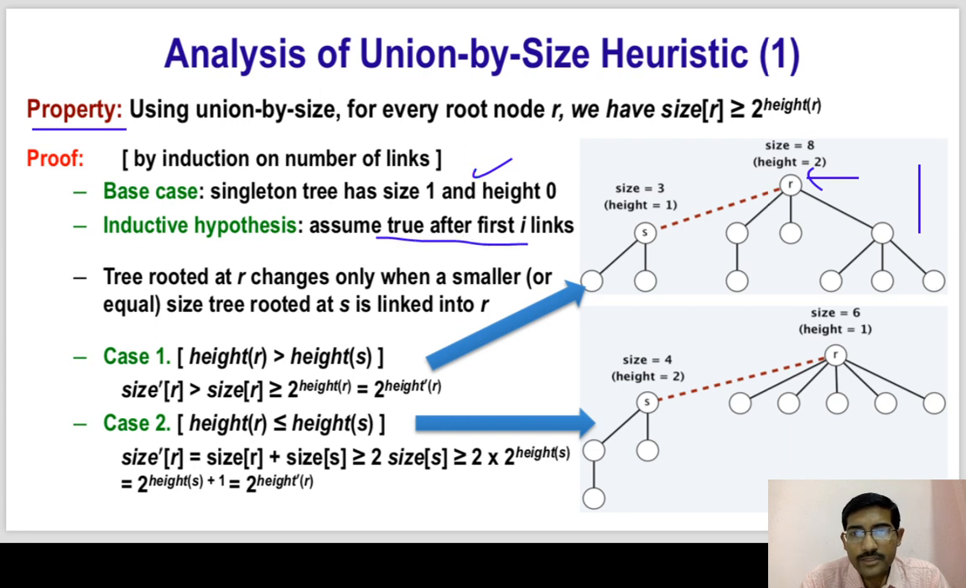For the inductive hypothesis, assume that it is true before we do the links to form the union. Now, when I make a union, what happens? Only the roots of the tree change, and the parent of the root of the smaller sized disjoint set tree gets pointed to the higher size root. So the tree rooted at R changes only when a smaller or equal size tree rooted at S is linked to R.